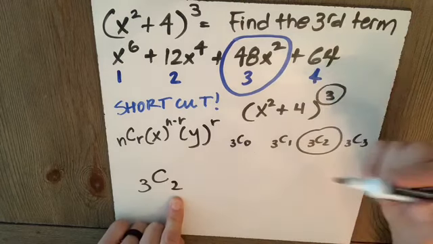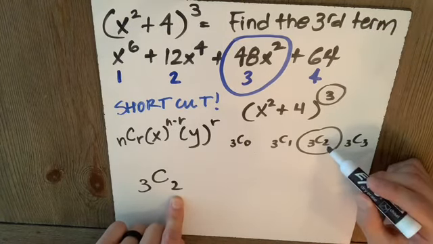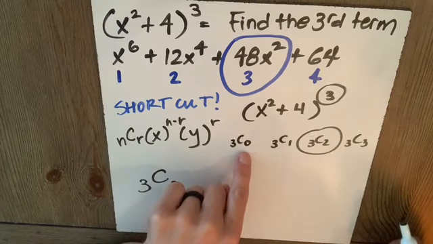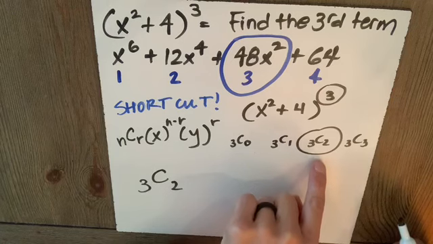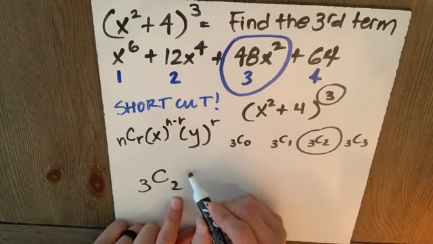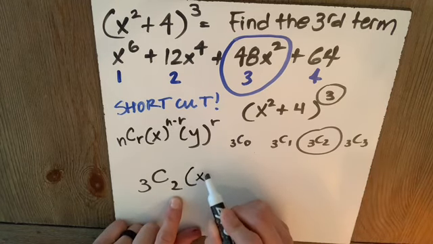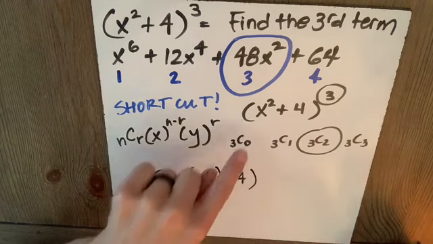It's always going to be one less than you would guess. Of course, if they asked you to find the third term, you would guess that the r would be 3. But because we started counting with 0, our third term, you can see, is going to be with an r of 2. When I say r, I'm talking about nCr of 2. So our first term is x squared, and our second term is 4.